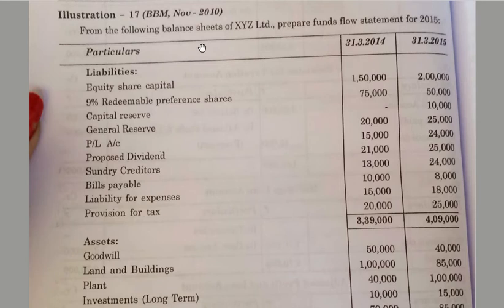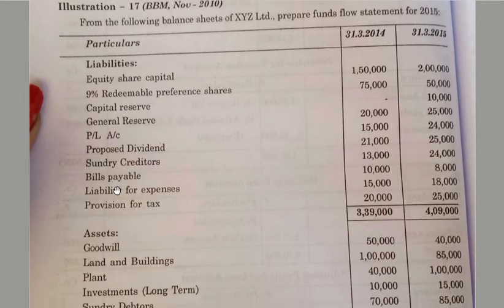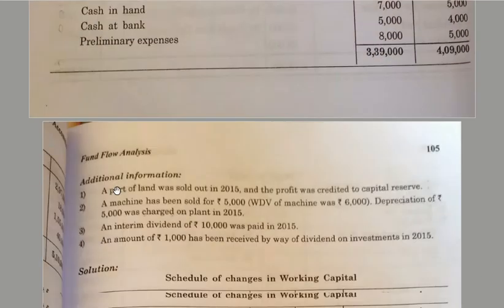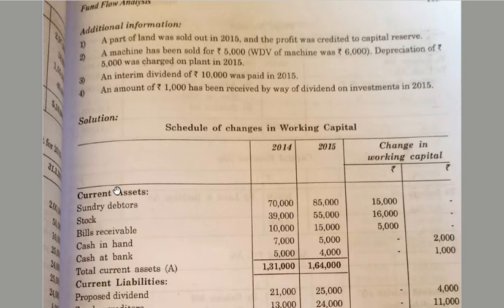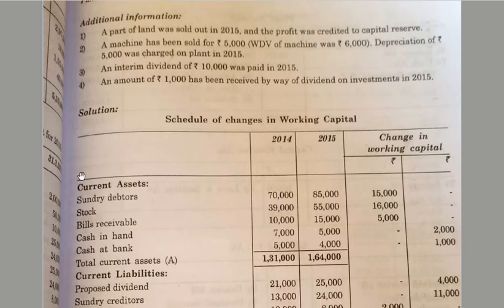So from the following balance sheet of XYZ Limited, prepare fund flow statement for 2015. You have your liability side and you have your asset side. So what have they given? The information is: part of the land was sold out in 2015 and the profit was credited to capital reserve account. So here in this question we will not be crediting it to your adjusted profit and loss account, but to your capital reserve account.